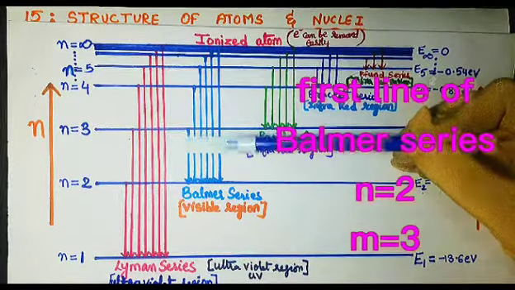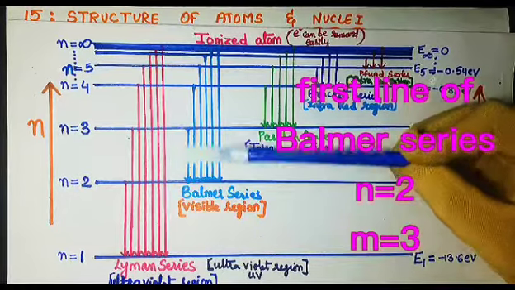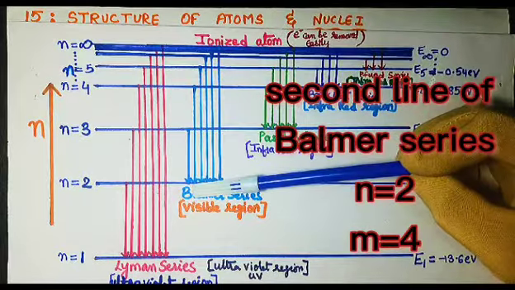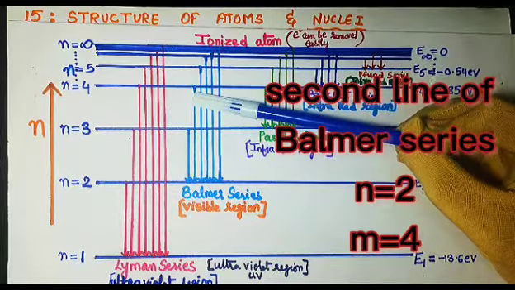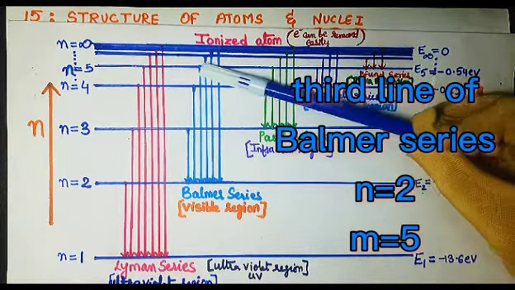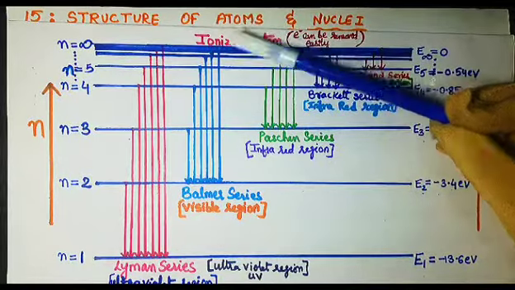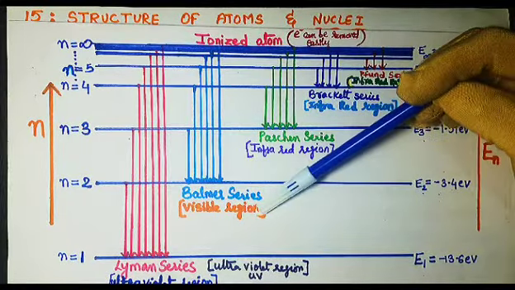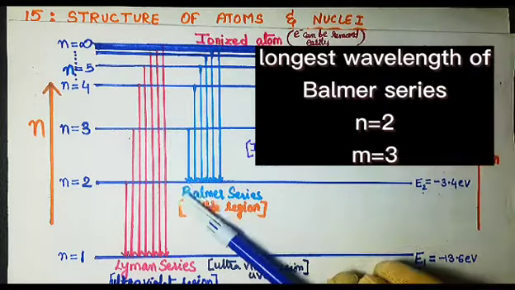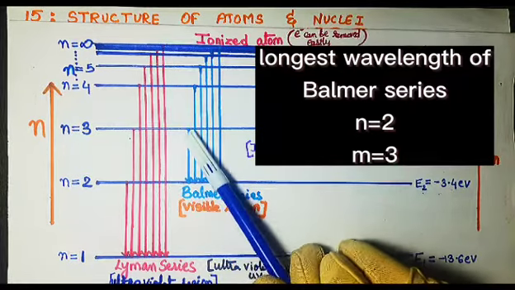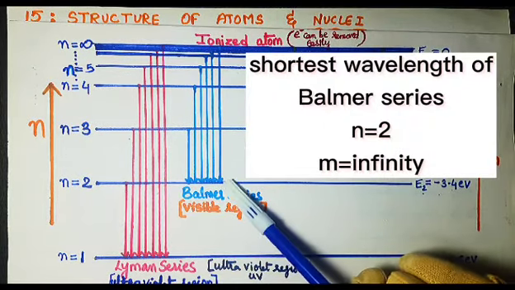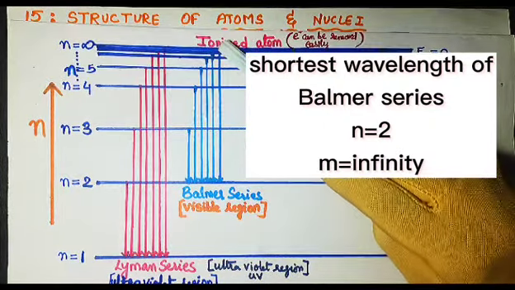For the first line of Balmer series, n is equals to 2 and m is equals to 3. For the second line of Balmer series, n is equals to 2 and m is equals to 4. And for the third line of Balmer series, n is equals to 2 and m is equals to 5, and so on. Thus you can find the longest and the shortest wavelength for Balmer series. For the longest wavelength of Balmer series, n is equals to 2 and m is equals to 3. And for the shortest wavelength of Balmer series, n is equals to 2 and m is equals to infinity.